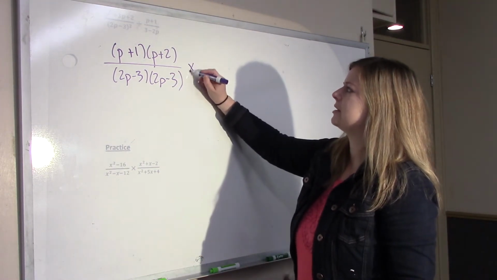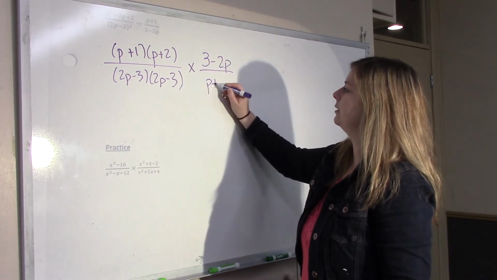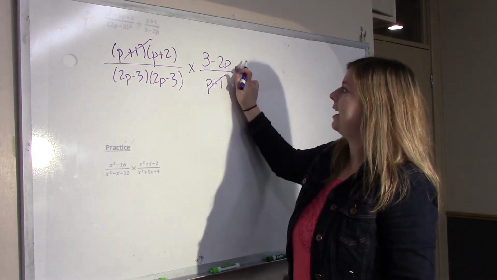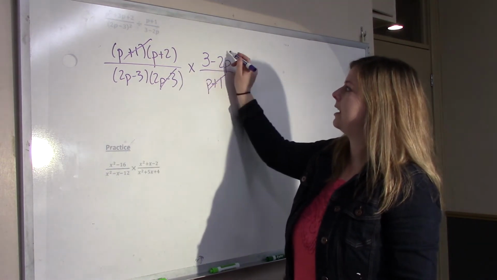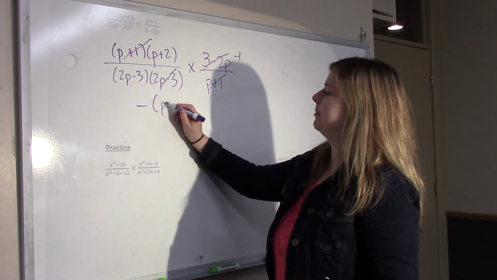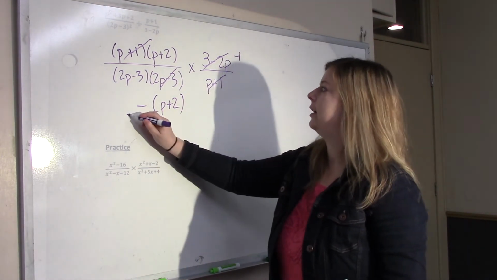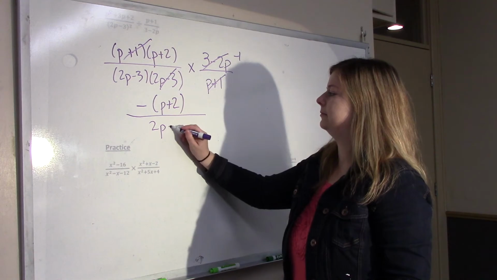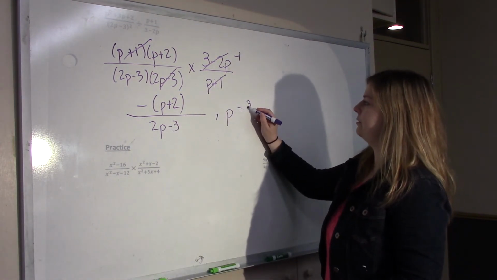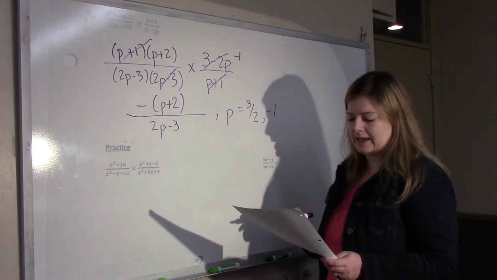And then I'm going to change it to multiplication, 3 minus 2p over p plus 1. Okay, I can slice this and this. I can slice this with only one of these, okay, to become a negative 1. So I'm left with minus bracket p plus 2. This minus comes from this negative 1, okay, all over 2p minus 3. Okay, and my restrictions are 3 over 2 and negative 1. And that's it.